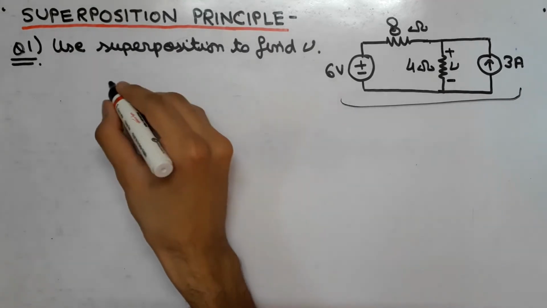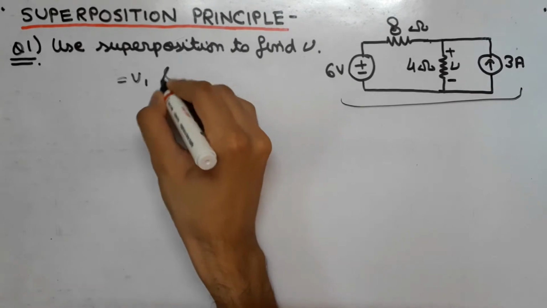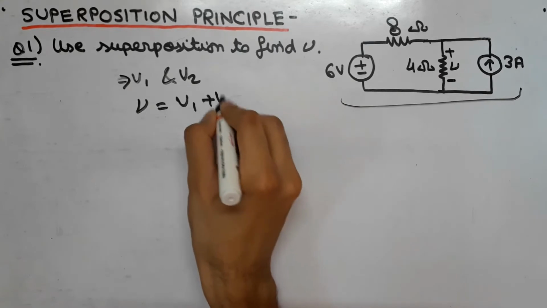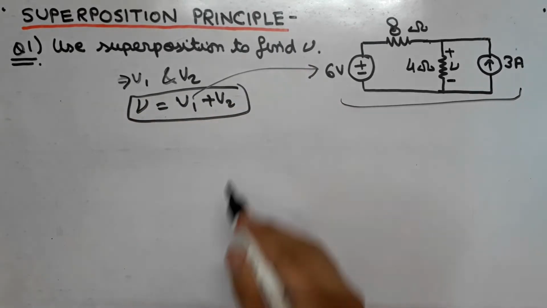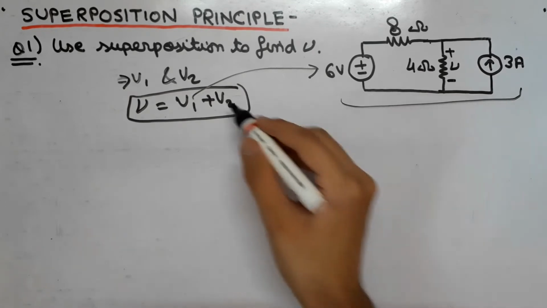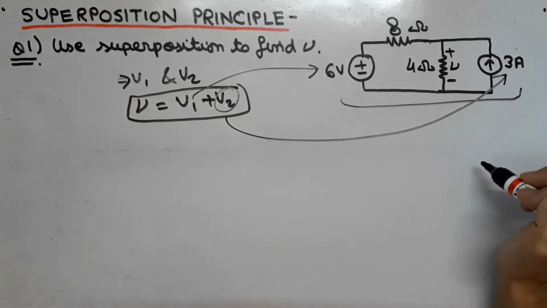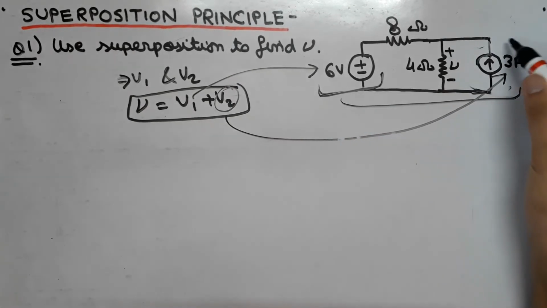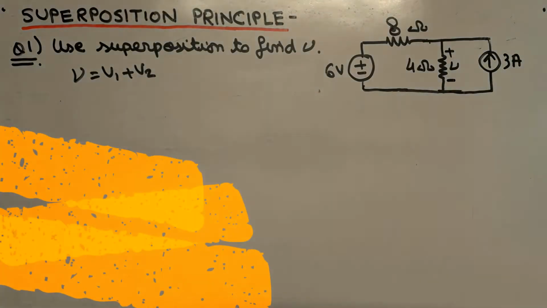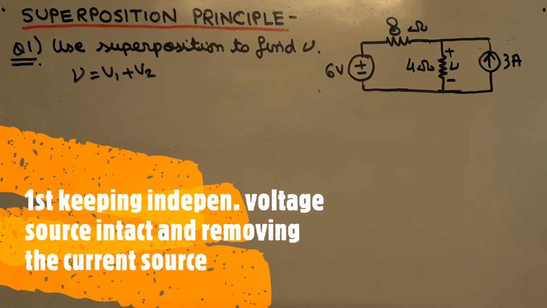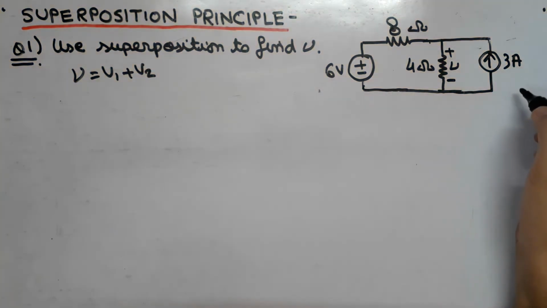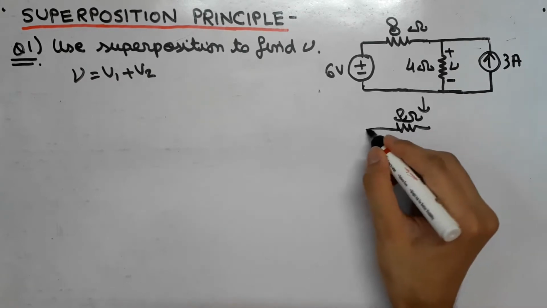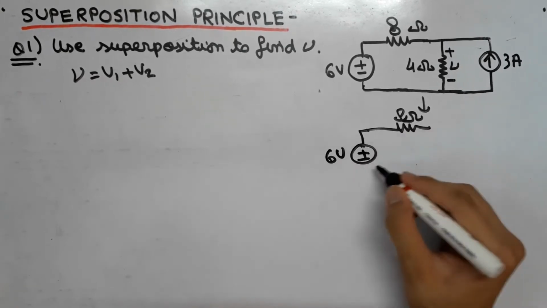So we will consider two variables, V1 and V2, and we will write V as the sum of V1 and V2. V1 is for the 6 volt voltage source and V2 is for the 3 ampere current source. Now we are going to solve the question by keeping the 6 volt battery intact and open circuiting the 3 ampere current source. So we draw the equivalent circuit, keeping the 6 volt source over here.